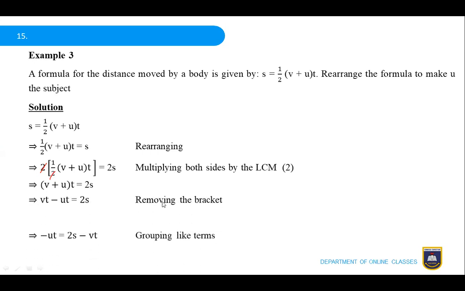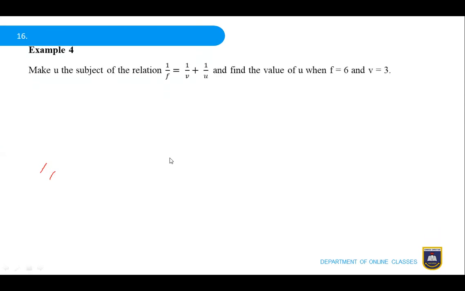The next thing on the slide. Example number 4. Make U the subject of the relation 1 over F equal to 1 over V plus 1 over U, and find the value of U when F equal to 6 and V equal to 3. Try that for me.